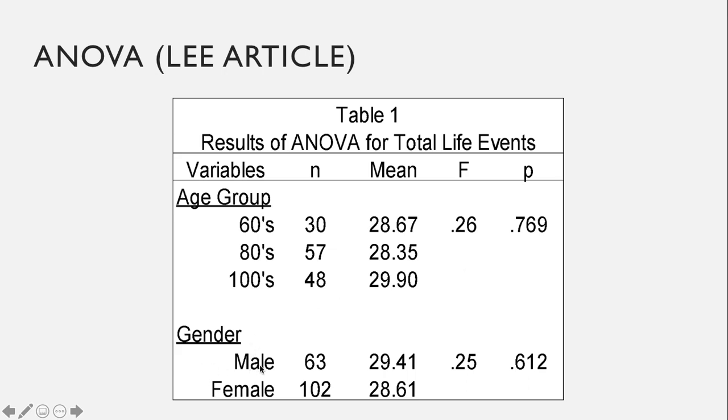So then we have gender, male and female. And here are the means. Here is the test statistic F. Notice again, very small. Here's the p-value, 0.612. So that means there is no difference between these 2 groups and their means. And that is ANOVAs.